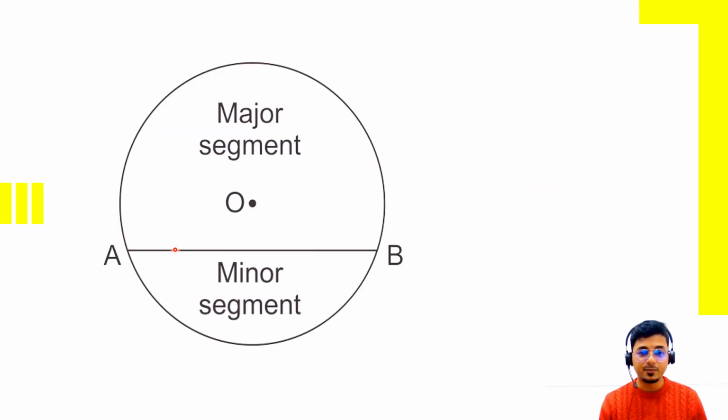Now I will explain to you about the segment of a circle. A chord divides a circular region into two parts, and these parts are called the major segment and the minor segment.